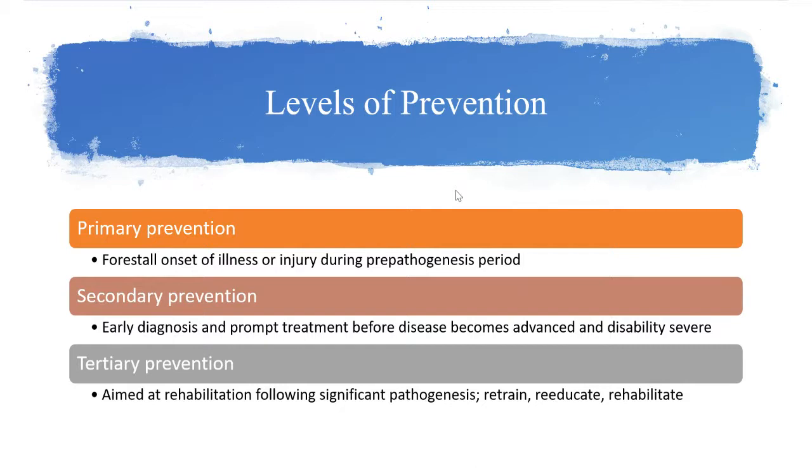Secondary prevention is the early diagnosis and prompt treatment before the disease becomes a disability or leads to death. And then last is tertiary prevention. So at this point, the disease has totally progressed. We're at the end stage, and it's just really to treat it at the end stage.